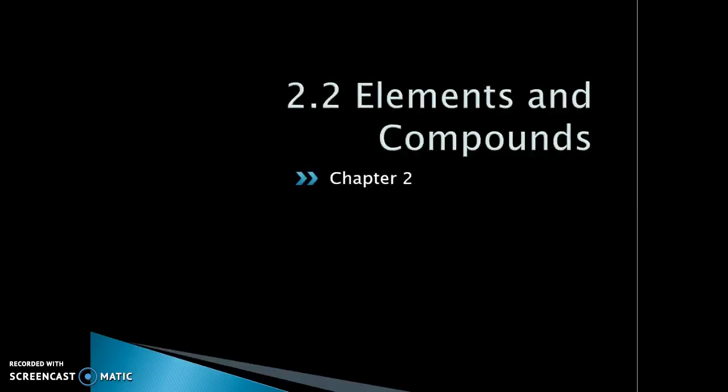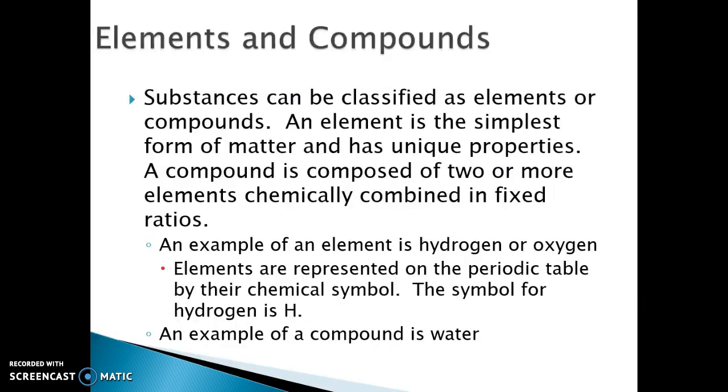Okay, welcome back. Hopefully you had time to look up those 3 definitions on your own. Now we're going to get into kind of the difference between elements and compounds. So, substances can be classified as elements or compounds. An element is the simplest form of matter and has very unique properties. For instance, I'm going to kind of explain what an element is before we move on to compounds.